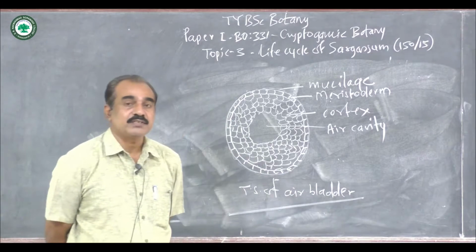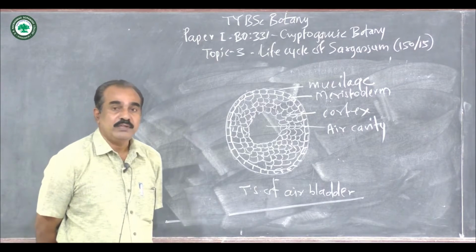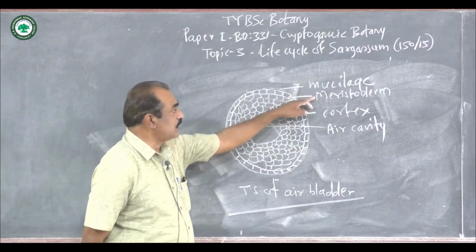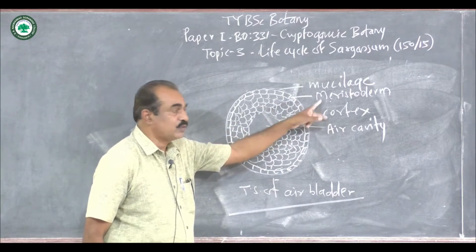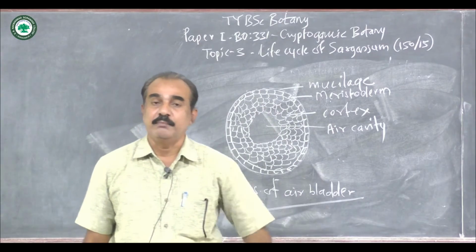So again, just like the stem and lip, here there are two layers. Only one layer, the internal medulla, is not there. But the Meristoderm and cortex are there, and the structure of this Meristoderm and cortex is the same as found in the lip and the main axis.